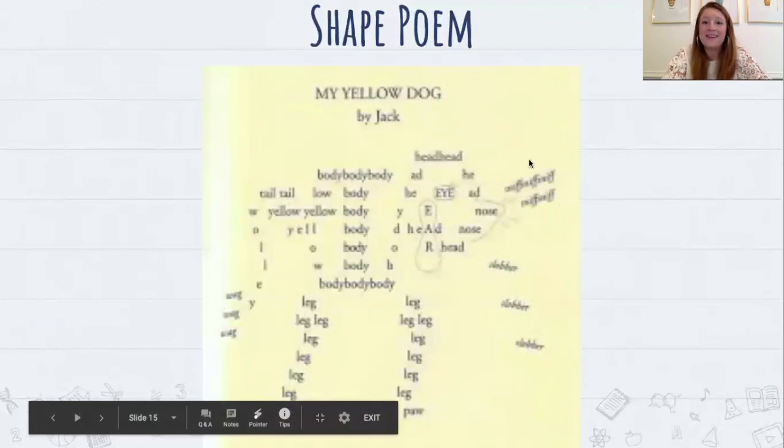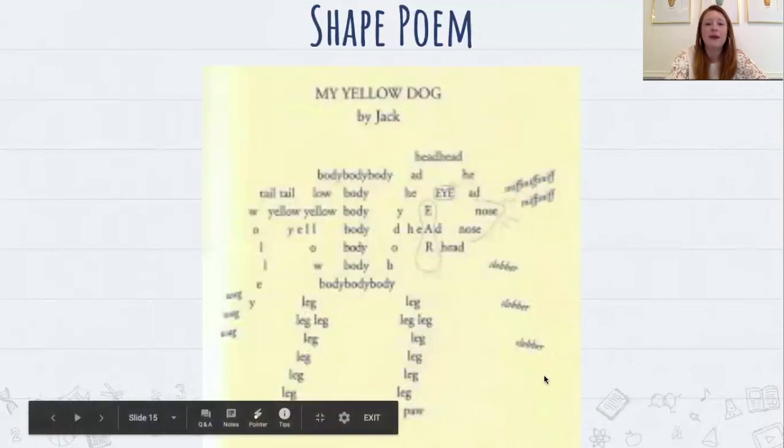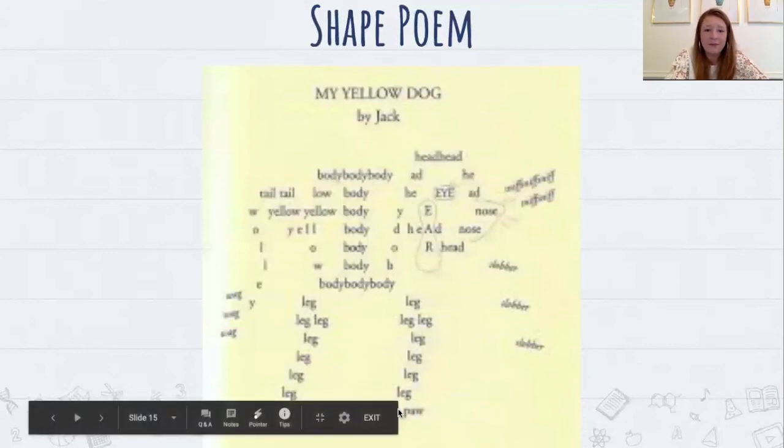And in this case, there's some onomatopoeia, sniff, sniff, sniff. Those are some words we talked about, slobber, slobber, slobber, near where his tongue would be. And you'll see that the words actually make the shape. So head, body, leg, paw, wag, tail, yellow. So this is something that you could use too.